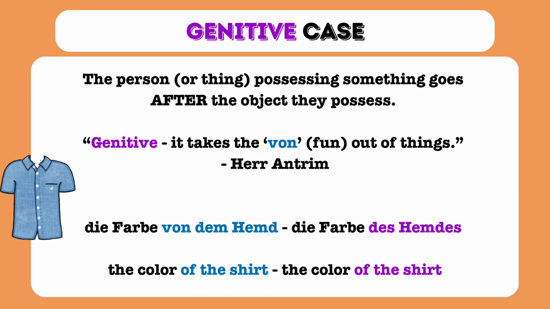So basically you should be removing the von out of the sentence and make it genitive instead. Or as I tell my students, genitive. It takes the von out of things. So for example, you could say die Farbe von dem Hemd, which is the color of the shirt. Or you could use the genitive case and say die Farbe des Hemdes, which is the color of the shirt. Both of them say of the shirt, but the difference is that in German you don't need the preposition von, instead you could use the genitive case, which is easier and simpler to use. So of course we don't have to do that. No von in the German, use the genitive case instead.